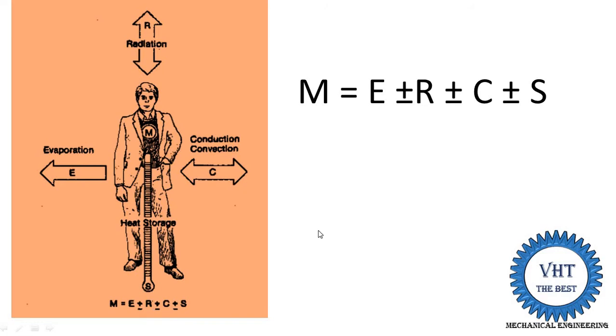Radiation means that, due to the temperature difference between the surroundings and our body, some quantity of heat transfer takes place. Evaporation, radiation and convection are just the modes of heat transfer that you already know all about. Radiation takes place due to the temperature difference. So here we put both plus and minus signs. Why is this a both sign?